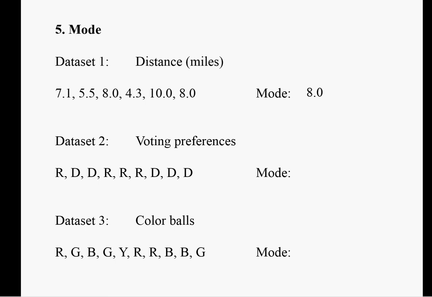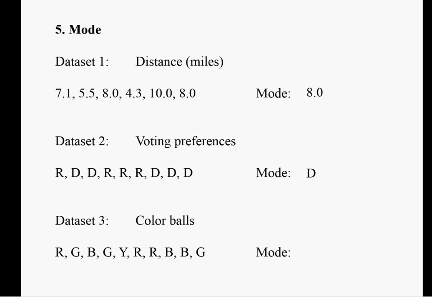For the second case, you have the result of a vote from several voters, and you have 4 people voting for Republican, 5 people voting for Democratic. Therefore, Democratic is the mode of data set 2.